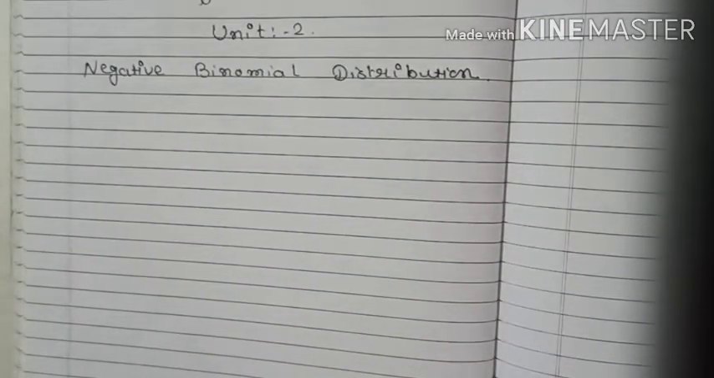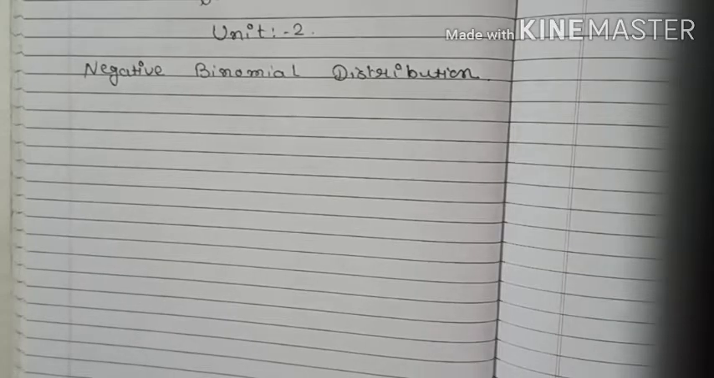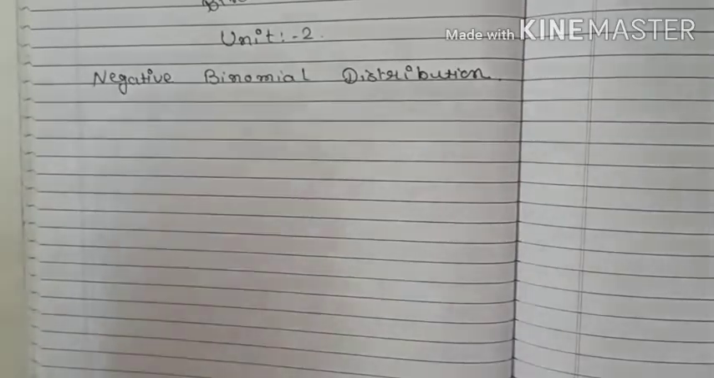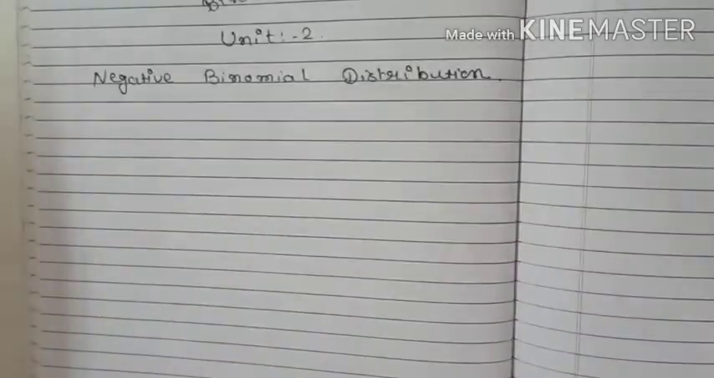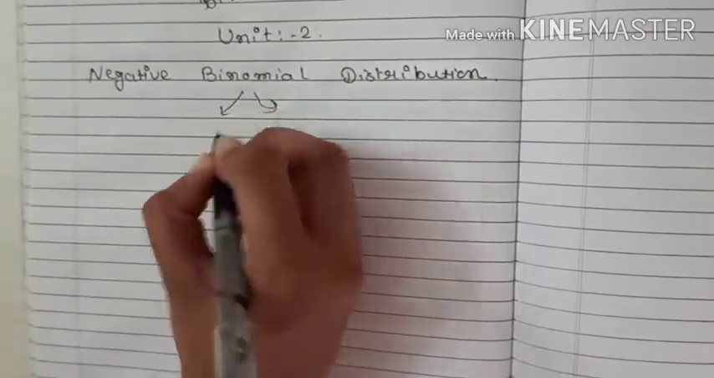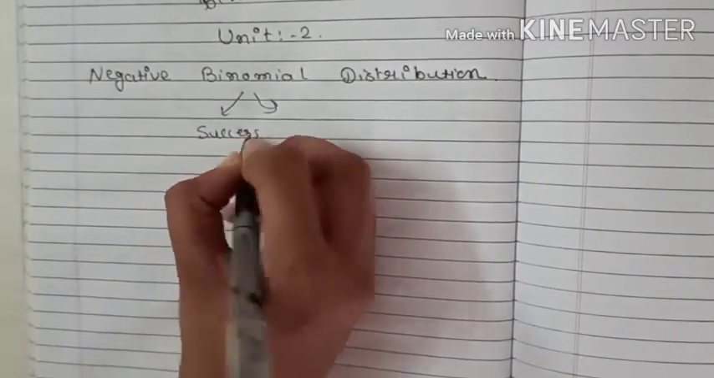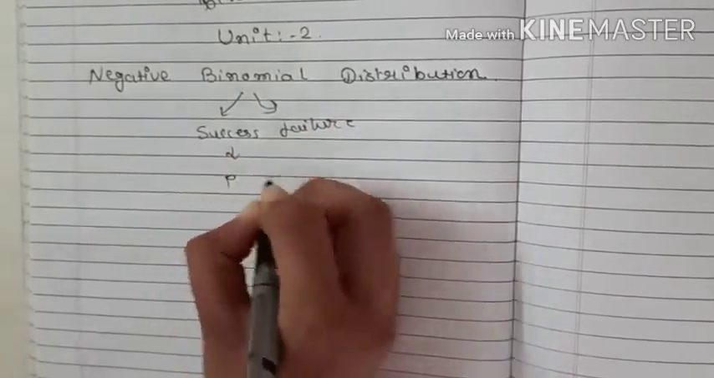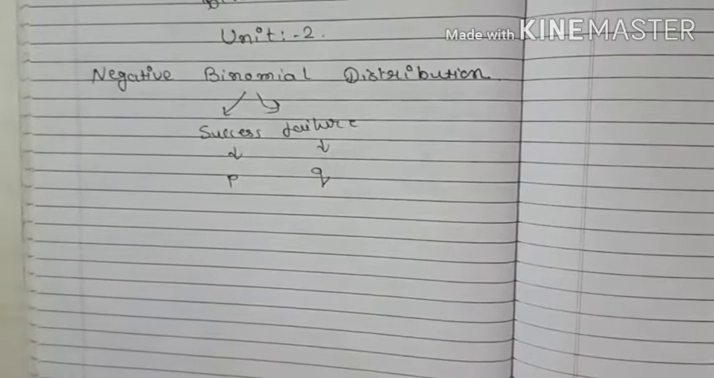Binomial distribution is applicable only where there are two possibilities. There are only two chances of any result of an event: one is success and the other is failure. On the basis of that distribution of that event, we find out the probability, and that is called binomial distribution. Success stands for P and failure stands for Q.